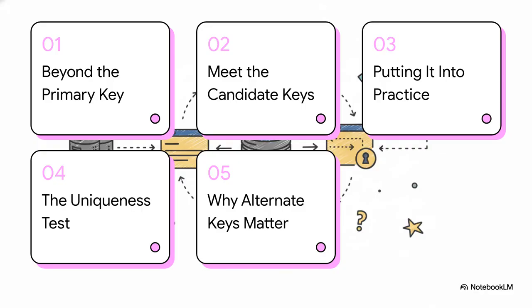So here's our game plan. We'll start by looking at why we even need to go beyond the primary key. Then we're going to meet the whole family of candidate keys. After that, we'll get our hands dirty and put it all into practice with some actual code. And finally, we'll see it in action and talk about why this is all so important for building really solid databases.